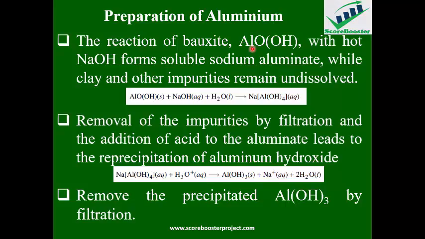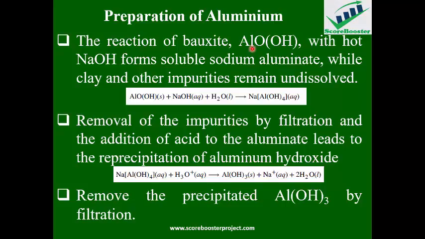That sodium aluminate is a very highly soluble compound of sodium. In bauxite there are many impurities inside, because we are digging it from the earth's crust. Some metals are there, some other oxides are there, and some other physical components are there. So if you heat it with sodium hydroxide, it forms soluble sodium aluminate.